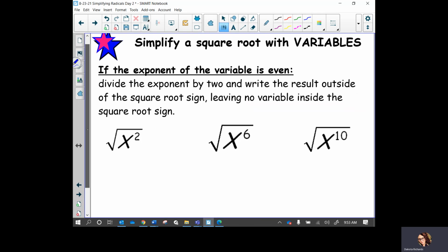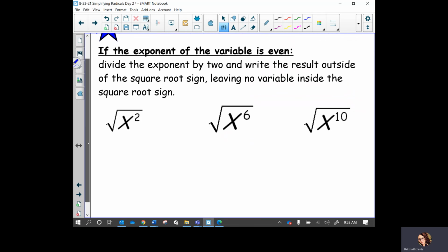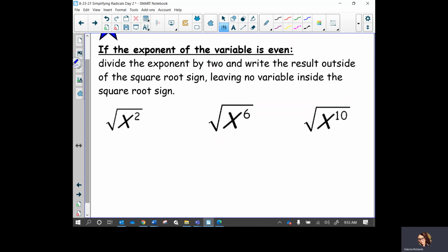Okay, so when you are simplifying and you have variables with even exponents, technically, if it has an even exponent, it is a perfect square. So what you can do is simply divide that exponent by 2. Well, what's 2 divided by 2? That's 1. So the square root of x squared is just x. So technically x to the first power.